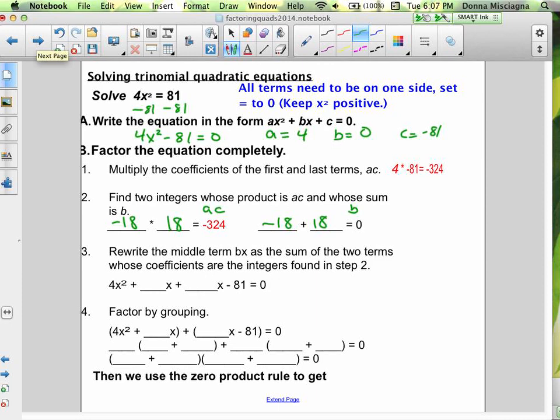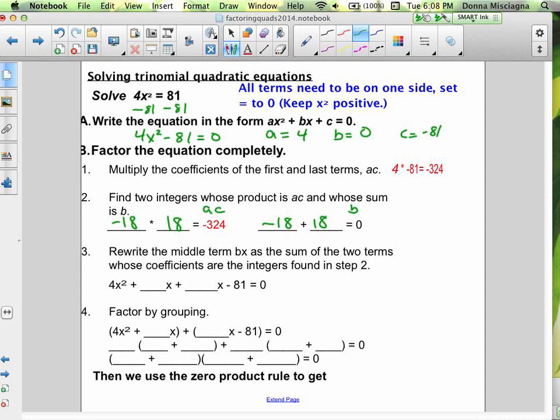Anytime you get b equaling 0, you're going to be thinking that AC has got to be a perfect square, and it's going to be the square root, right? The positive square root times the negative square root, and the positive square root plus the negative square root. It'll always work out that way when we're factoring. That's the only way it'll work out.